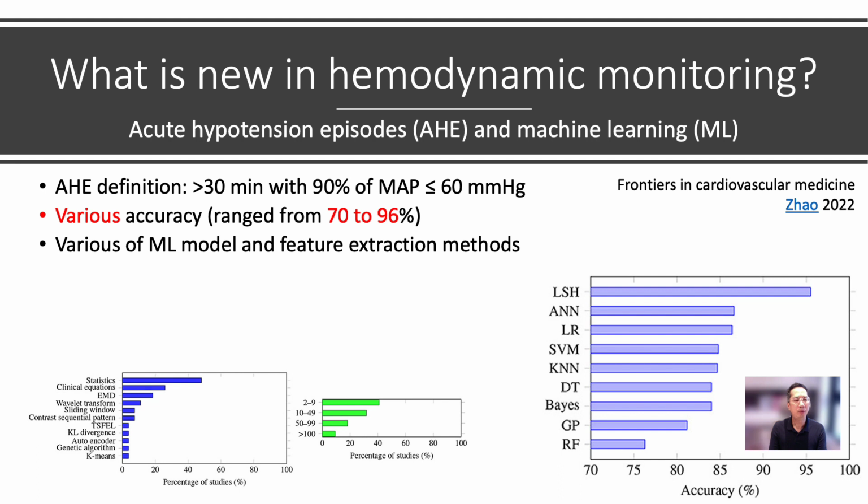And they also have various machine learning models and feature extraction models. On the right-hand side are the different machine learning models they used. As you can see, the best one is the LSH, which is actually a variant of the nearest neighbor methods. These two methods are very similar, and they occupy the top two most accurate models, followed by some traditional models such as logistic regression, support vector machine, k-nearest neighbor, decision tree, etc.